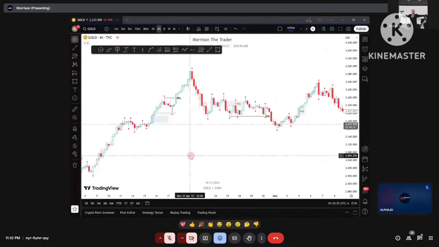Fair value gaps: if it's an uptrend, you're looking for the fair value gaps in the uptrend. If it's a downtrend, you're looking for fair value gaps in the downtrend, and that is it. That is the only thing that you are looking for in the 4 hour time frame. So we are using two time frames. We are using the 4 hour time frame, and we are using the 15 minutes time frame.